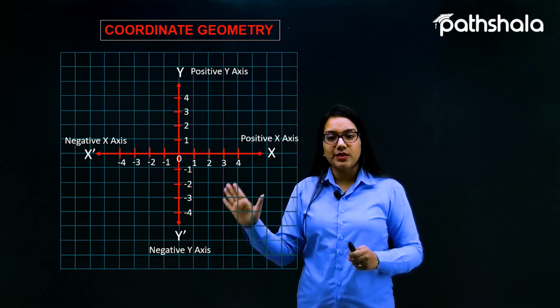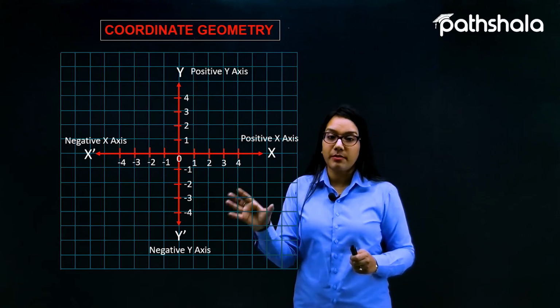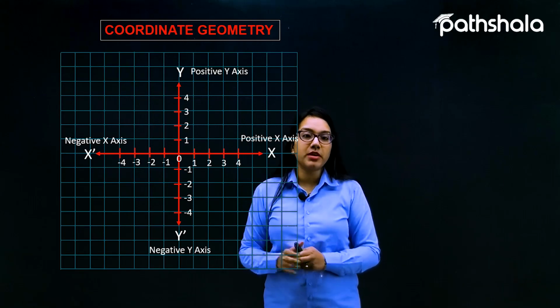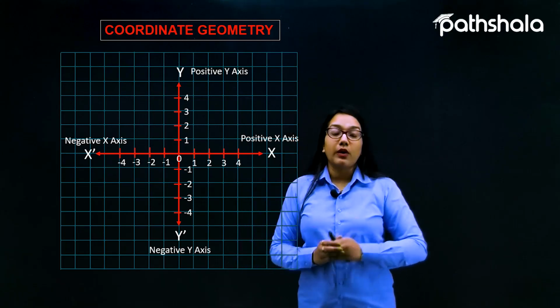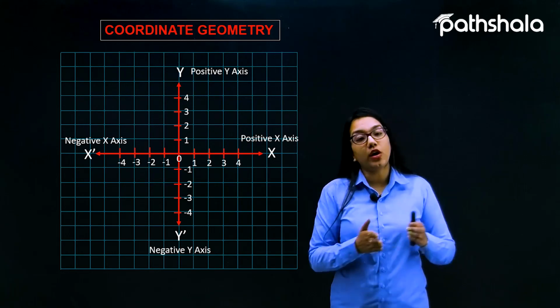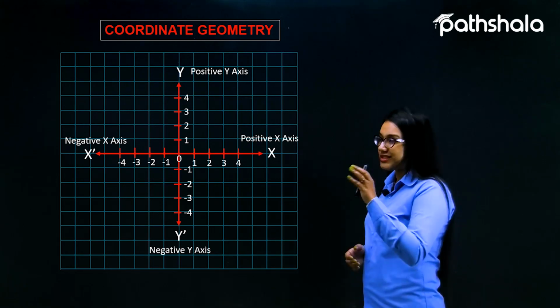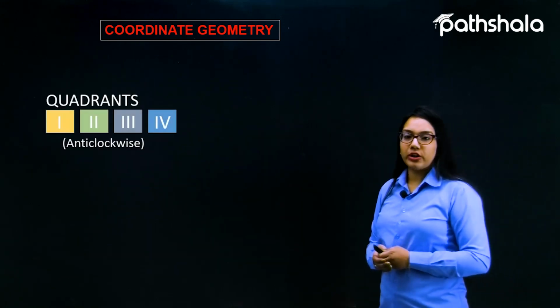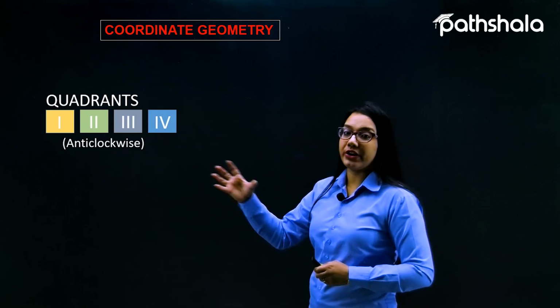So this is all about the Cartesian system, in which we have positive numbers and negative numbers, and we name the axes on the basis of the numbers being positive or negative. I hope this is all clear to you. So let's move on further and talk about quadrants.